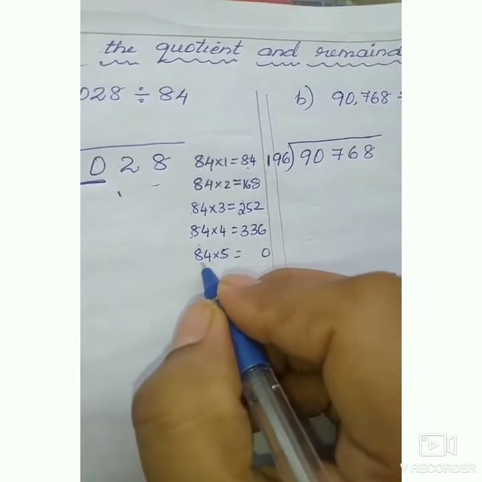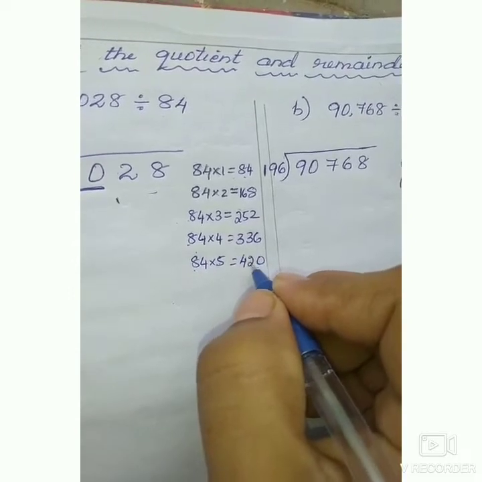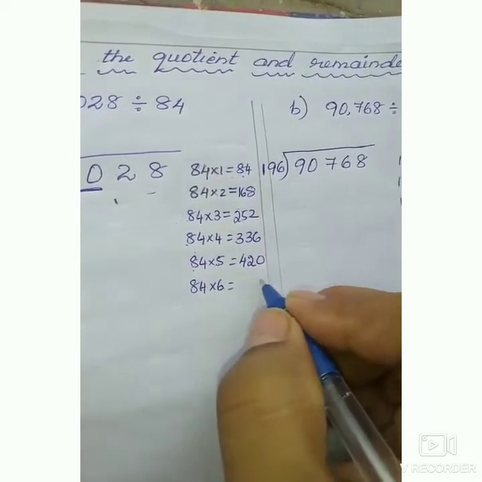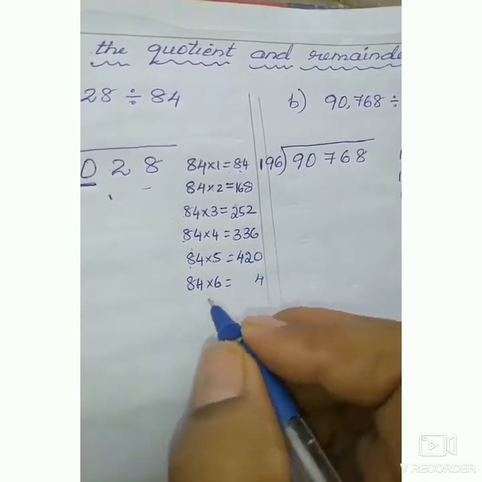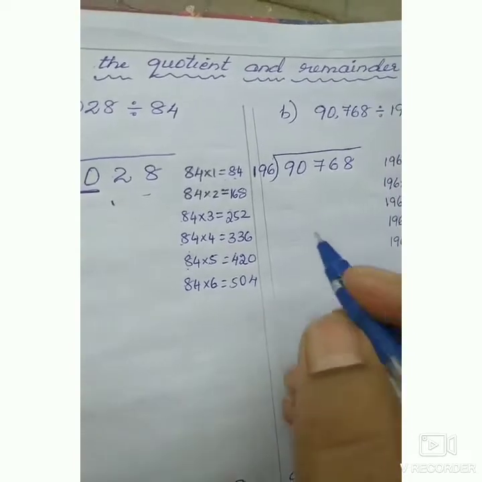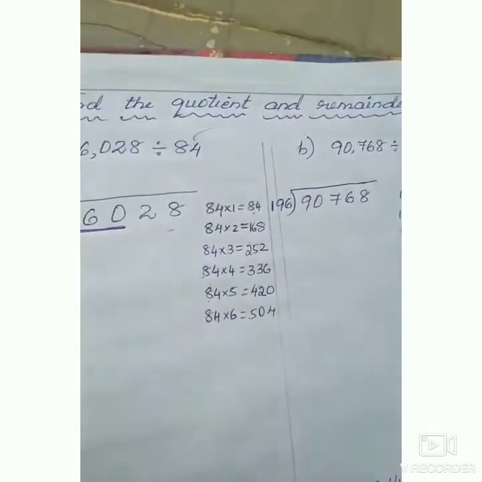84 fives: 5 fours are 20, 2 is the carry over. 5 eights are 40, 40 plus 2 is 42. Again 84 sixes: 6 fours are 24, 6 eights are 48 plus 2 is 50. I'll stop now here because it is greater than 460. No need of multiplying up to 10.